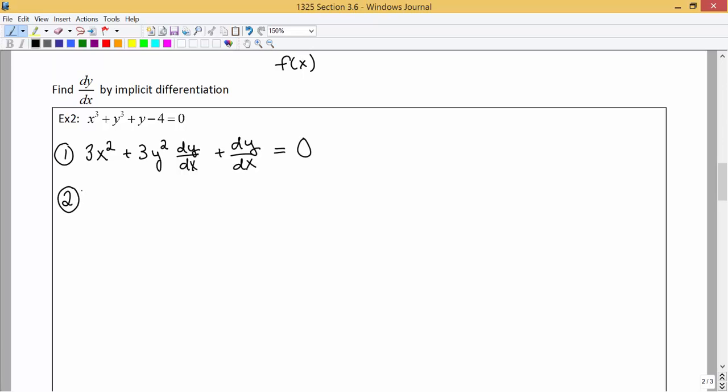So the next step would be for us to solve for dy dx. Now this time we have two terms that have dy dx. So I have dy dx in one term, and then we also have dy dx in this term. So we want to get rid of any term, first of all, that does not contain dy dx, and we want to move that to the other side of the equal sign. So we're going to subtract 3x squared from both sides of the equation.